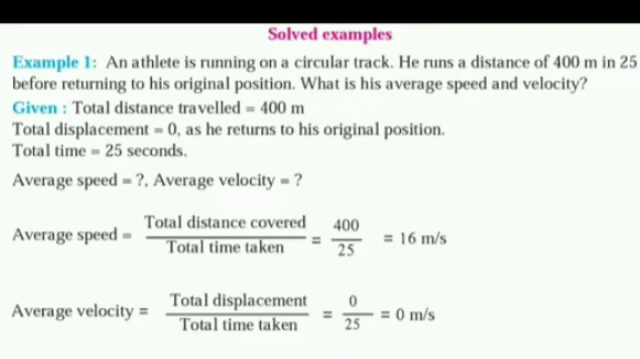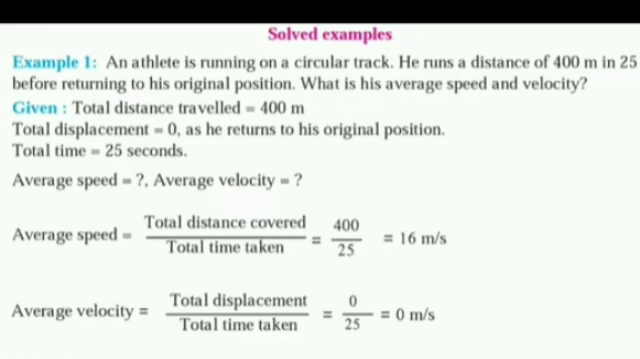Now see here, a small example. An athlete is running on a circular track. He runs a distance of 400 meters in 25 seconds. Before returning to his original position, what is his average speed and velocity? That we have to find.